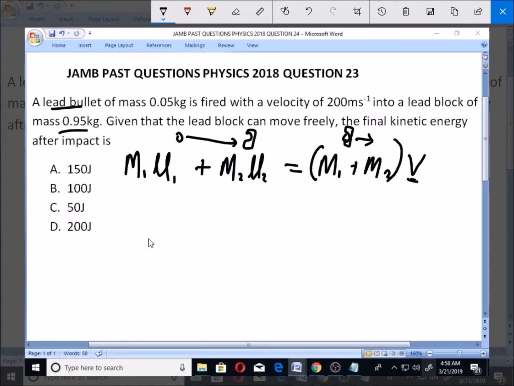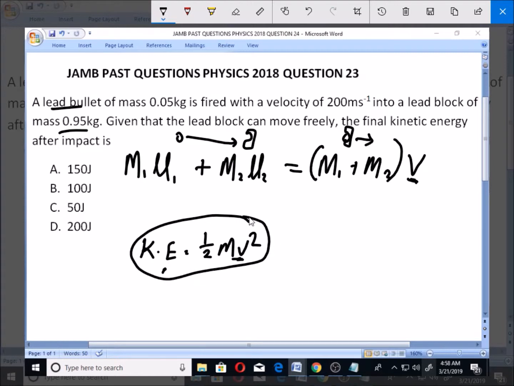With this final velocity we can now calculate the final kinetic energy, which is equal to half mv squared. We know these initial velocities and masses, but we don't know this final velocity. So that is what we need to calculate. Once we calculate it, we can put it in this formula for kinetic energy to find our kinetic energy. So make v the subject of the formula. We have v equal to m1 u1 plus m2 u2, all over m1 plus m2.